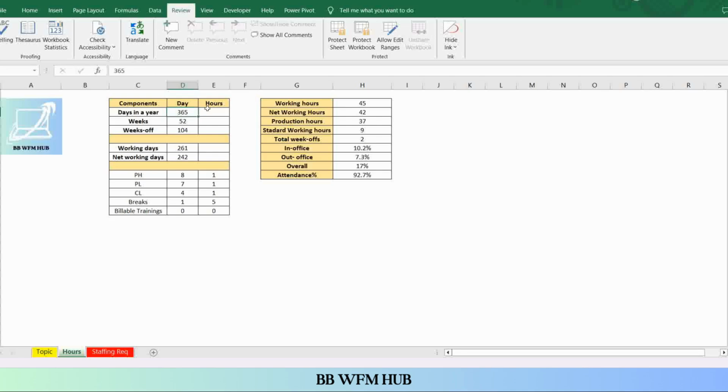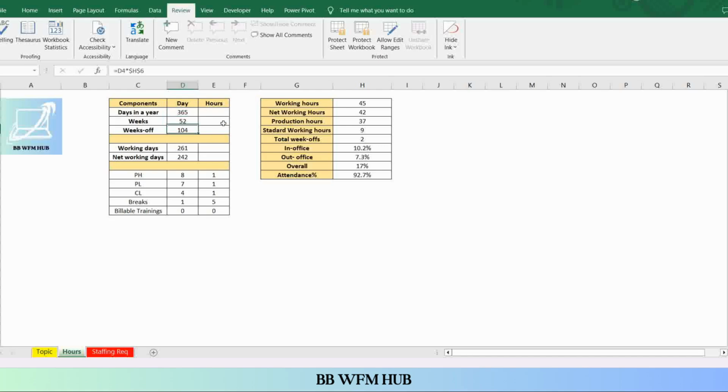So we have taken this, and then for number of weeks, we are dividing these 365 days by 7. 7 is my number of days in a week. So we have 7 days in a week. That's why we have divided our total days by 7 to get 52 weeks, because we have 52 weeks in a year.